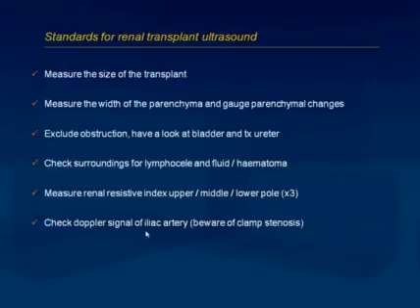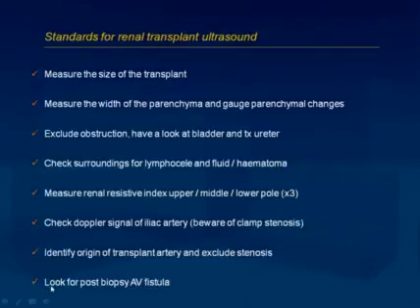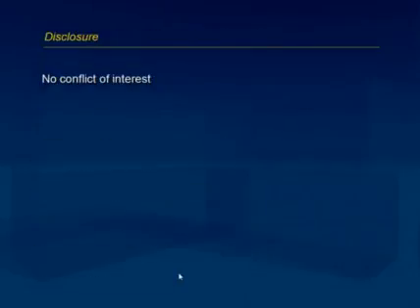Check the signal of the iliac artery and beware of the clamped stenosis. Identify the origin of the transplant artery and try to exclude stenosis of the transplant artery. And finally, check the entire transplant with duplex and look for a post-biopsy AV fistula. This is quite nice to know, especially if you plan another biopsy. Then you will know whether the AV fistula has been pre-existent or has indeed been caused by your biopsy.